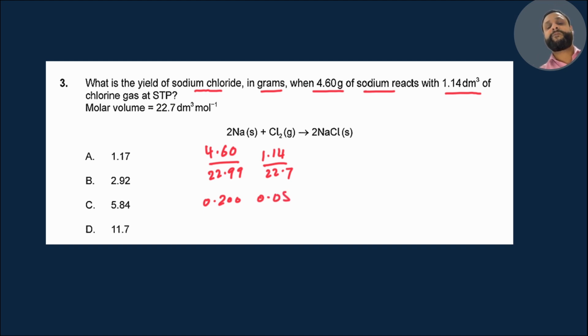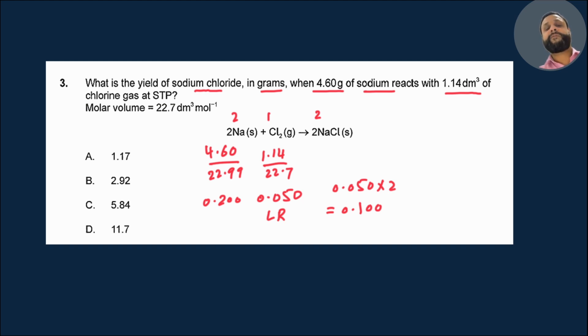So 0.050 moles of chlorine. The ratio between sodium and chlorine is 2:1, so chlorine is the limiting reactant. Since chlorine is the limiting reactant, the ratio between chlorine and sodium chloride is 1:2. So the moles of sodium chloride will be 0.050 times 2. That will give us 0.100 moles of sodium chloride. We need to find the mass. So mass is equal to moles times molar mass.